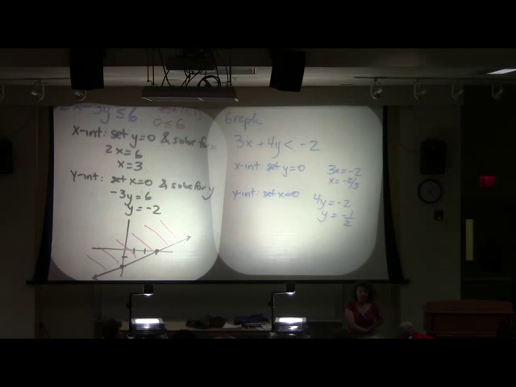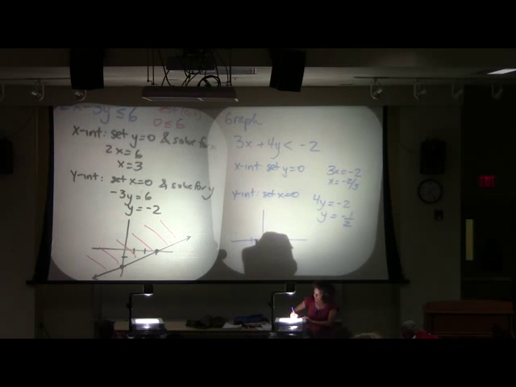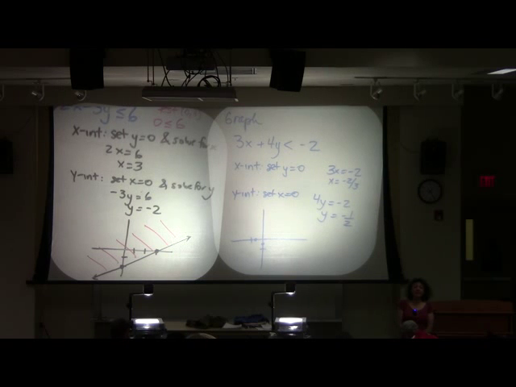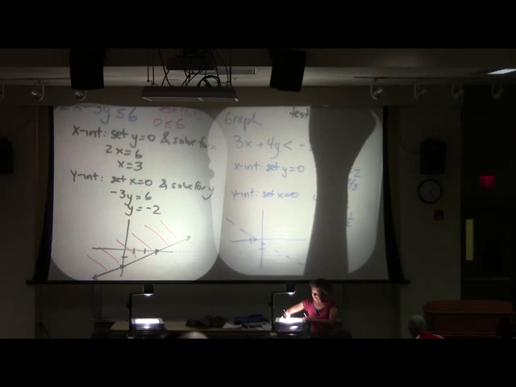Y'all with me here? Okay, let's plot those points. X is negative 2/3. That's about right there, don't you think? Y is negative 1/2. That's about right there. Do I connect these dots with a solid line or a dashed line? Dash. Dash. Am I done? Nope, gotta take a test point. What do you want to test? 0, 0, me too. So let's test 0, 0.